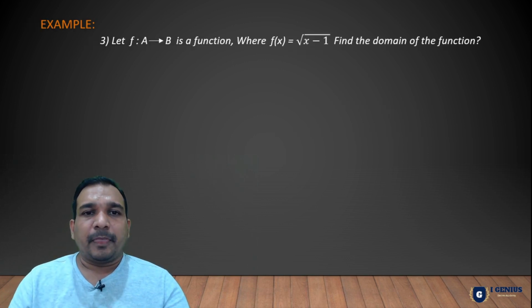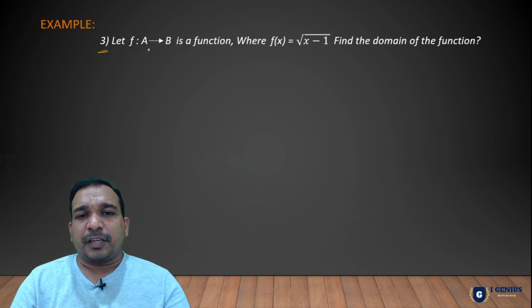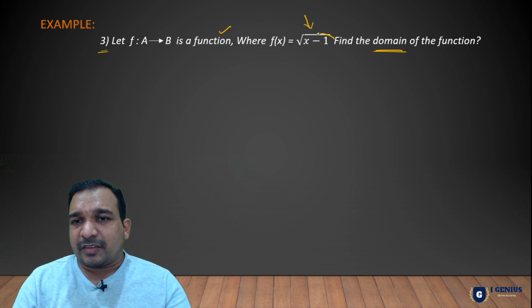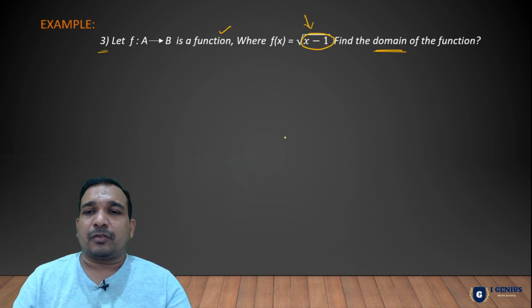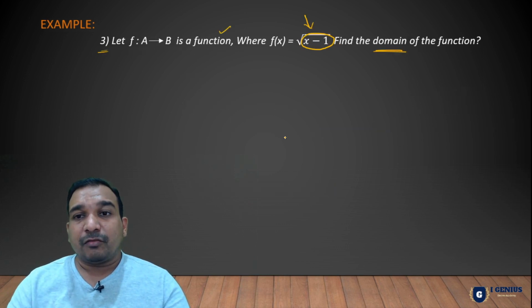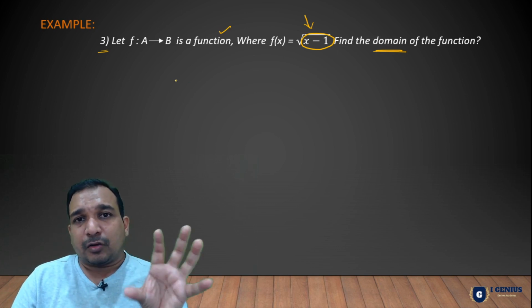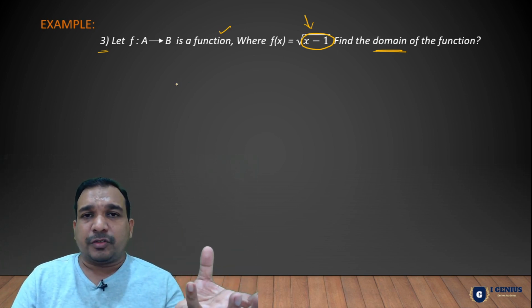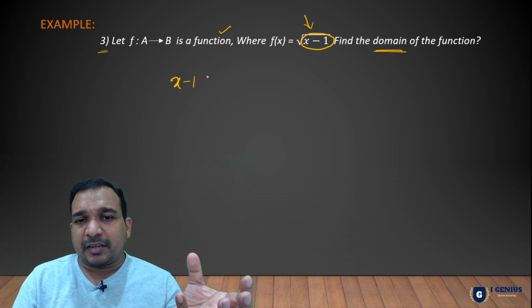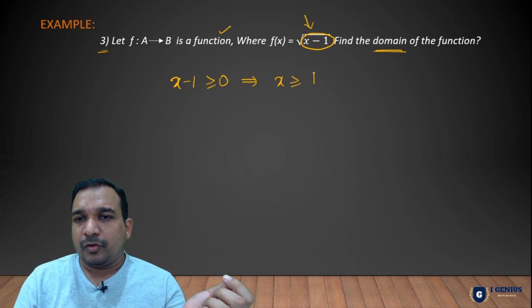Right, guys? Third question. Let f from a to b be a function where f of x is equal to square root of x minus 1. Then find the domain of the function. I told you already that if the function is under the square root, what is under the square root? X minus 1 is under the square root. Then what should we take? Whatever is given under the square root, the total value must be greater than or equal to 0, I said. So x minus 1 greater than or equal to 0. So this is x greater than or equal to 1.